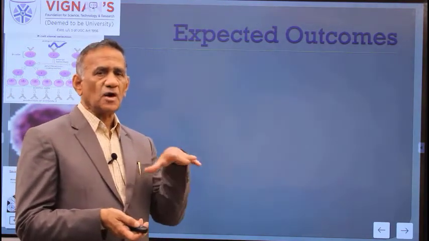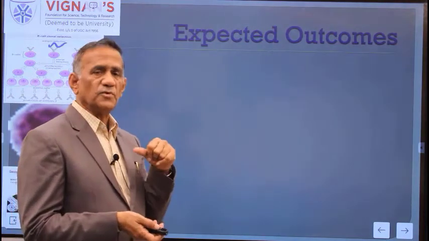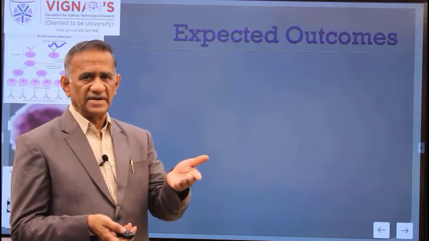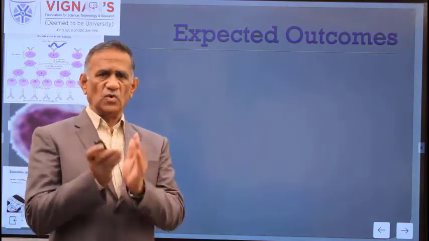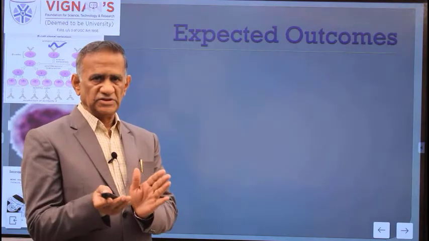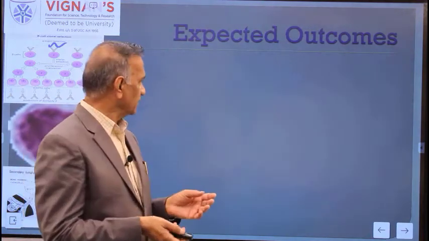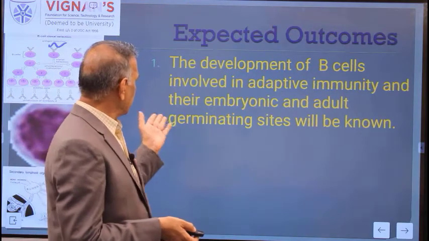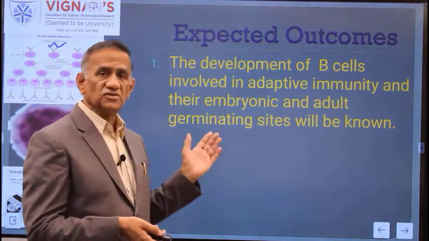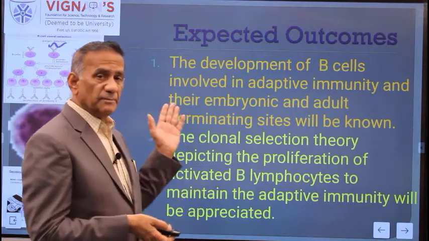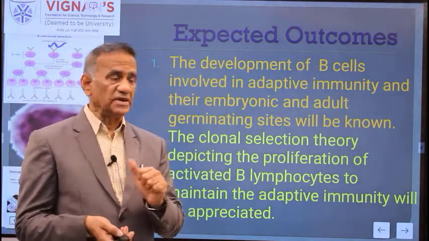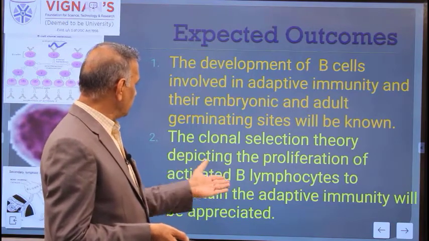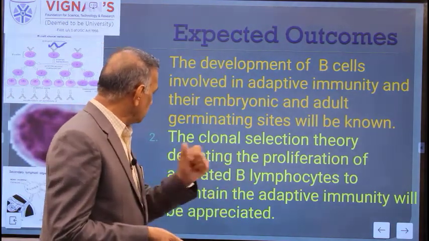This topic involves two Nobel laureates' contributions. One is Susumu Tonegawa, who has worked on immunoglobulin diversity. Immunoglobulins are produced only by the B-cell in the animal system. No other cell produces immunoglobulins. So the development of B-cells involved in adaptive immunity and their embryonic and adult immune sites will be known. The B-cell and the T-cell are there in adaptive immunity, and the clonal selection theory depicting the proliferation of activated lymphocytes to maintain adaptive immunity will be known.